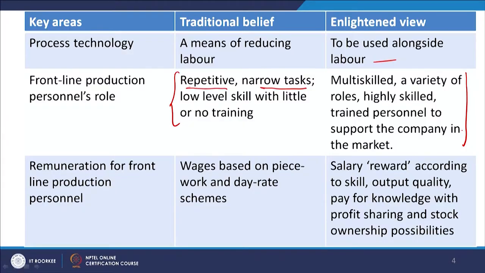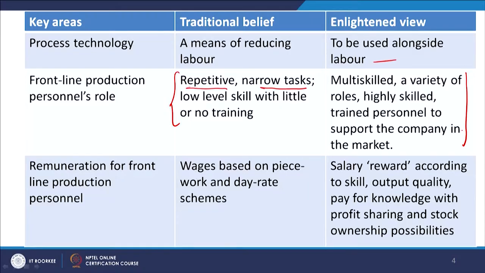Then another key area is the remuneration. How much wages you need to give for your frontline production personnel, supervisors, works managers, labor, etc. So the idea came from the developers of scientific management. Persons like F.W. Taylor proposed that the wages should be based on piece work. The work you do, accordingly you will be paid. So that was the idea of F.W. Taylor, the piece wage system, and that traditional view was continuing.